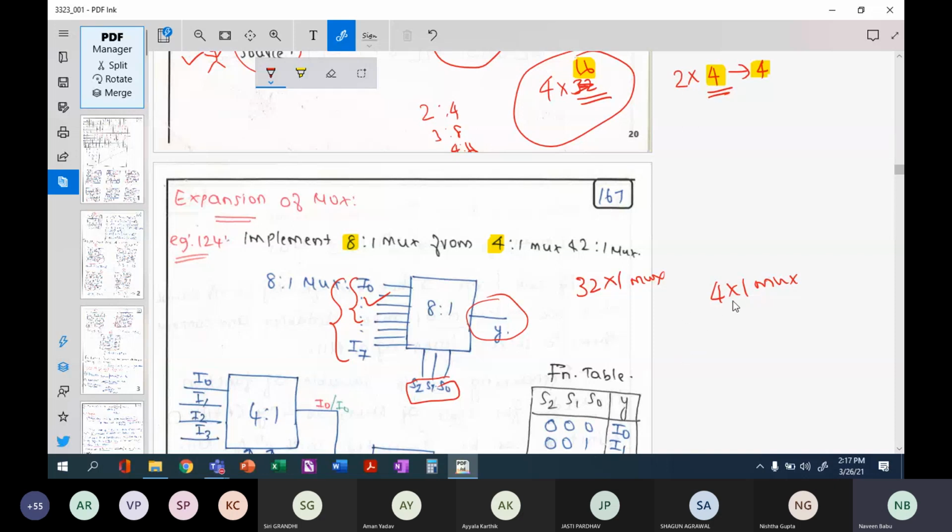Now, first, how many 4x1 multiplexers do you want? You will require 4 eights are 32, right? So I will need 8 number of 4x1 multiplexers. Now, if I have 8 number of 4x1 multiplexers, then on the second stage, what kind of multiplexer would I like? I will have 8 outputs coming. So I will be needing an 8x1 multiplexer, but I should not use this 8x1 because it is a larger multiplexer. Instead, I can use 4x1 multiplexers. How many 4x1 multiplexers? I need two 4x1 multiplexers.